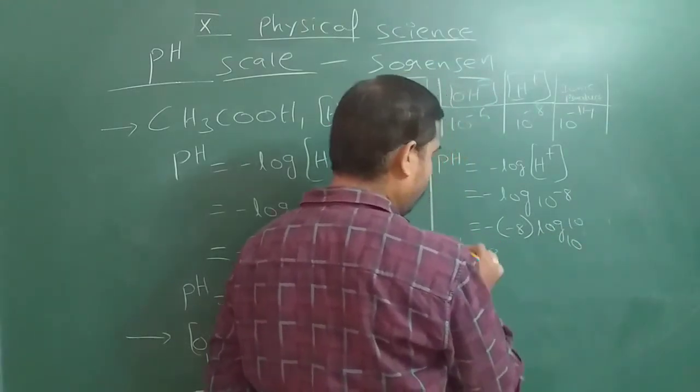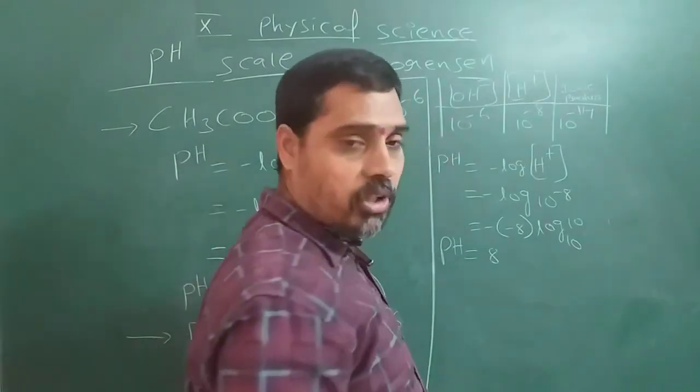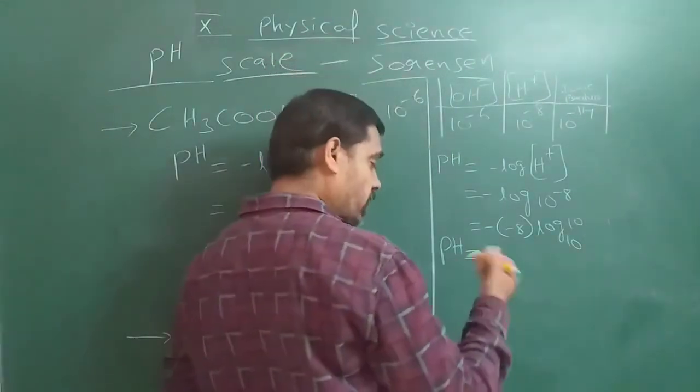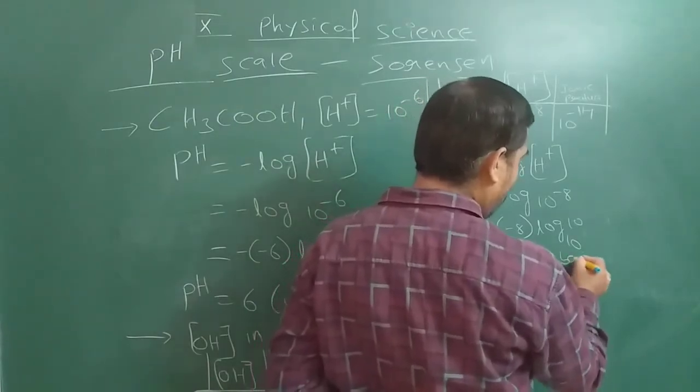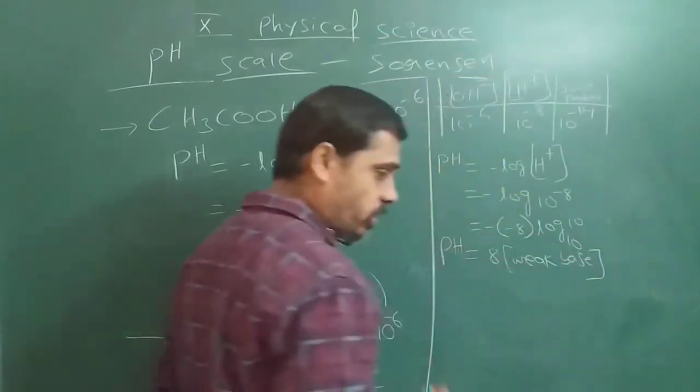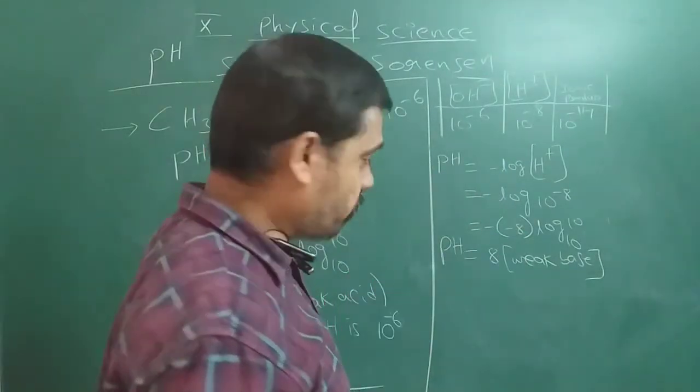If the pH value is greater than 7, we will call it a base, and since it is nearby 7, we will call it a weak base. In this way we can determine a weak base.